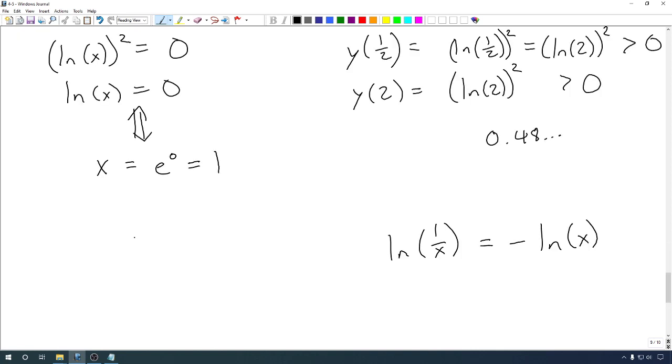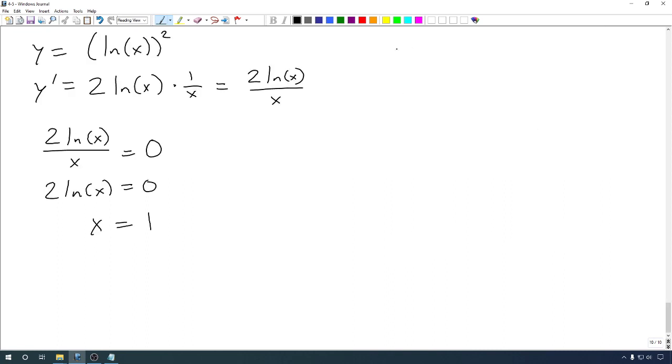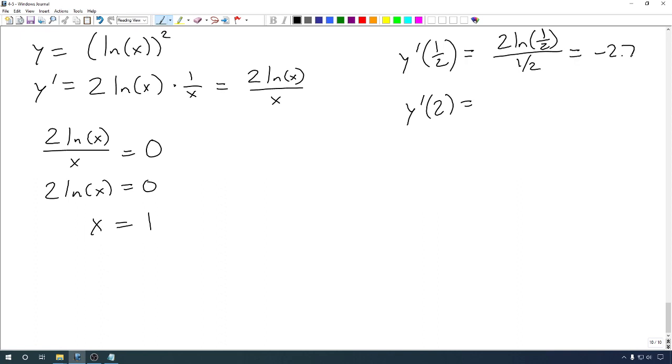We get to basically use the 1/2 and the 2 that we had here and put them instead into our derivative. What is y prime of 1/2 and y prime of 2? This time we don't have the square to get rid of any negatives. So we'll have 2 times the natural logarithm of 1/2, which you could turn into a negative 2 times the natural logarithm of 2. But we also divide that by 1/2. Let's just go ahead and use a calculator for this. We get a negative 2.77.